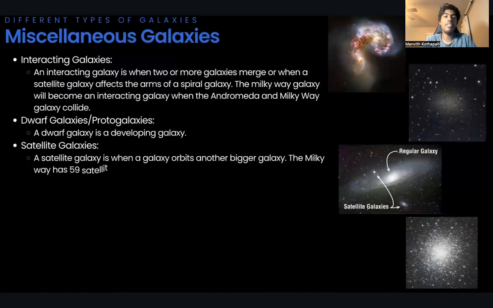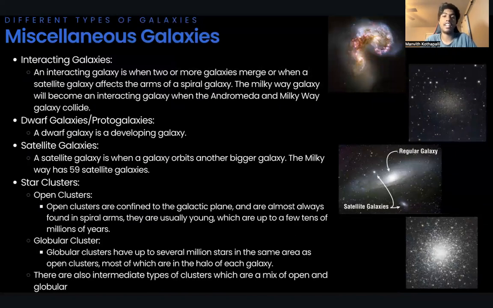The next type of miscellaneous galaxy is an interacting galaxy. An interacting galaxy is when two or more galaxies merge, or when a satellite galaxy affects the arms of a spiral galaxy. The Milky Way galaxy will become an interacting galaxy when the Andromeda and Milky Way galaxies collide.